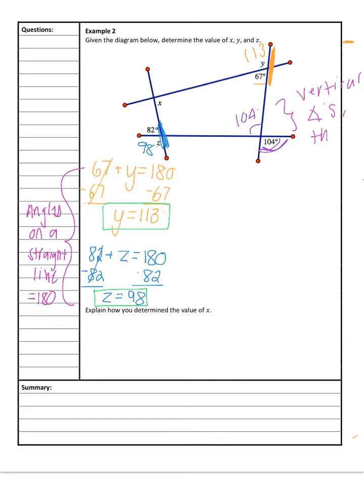And they are congruent. So bottom right hand corner was 104, so this angle right over here was also going to be 104.